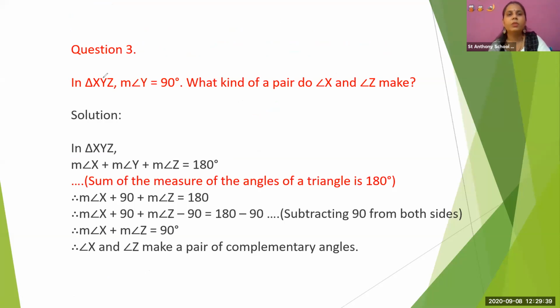Now question number 3. In triangle XYZ, measure of angle Y is equal to 90 degree. What kind of pair do angle X and angle Z make? Means in triangle XYZ, yesterday I have told you, see, this is a triangle. Okay, so this is a triangle. So tell me the sum of these three angles of a triangle is equal to what?